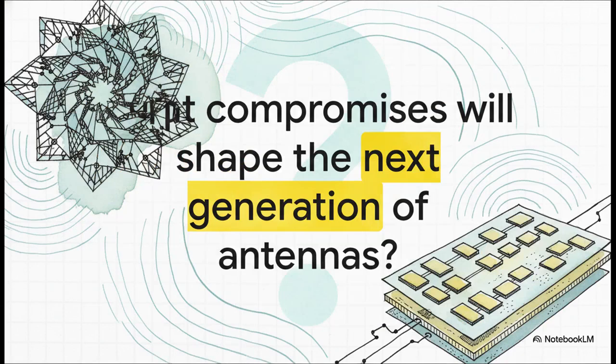So let's end with a question to chew on. With this constant push for our devices to be smaller and to handle wider and wider bandwidths, these fundamental trade-offs don't just go away. If anything, they get even tougher to manage. So what compromises will shape that next generation of antennas? How will new technologies find clever ways to bend these old rules? That's the question that's driving all the new innovation in wireless.